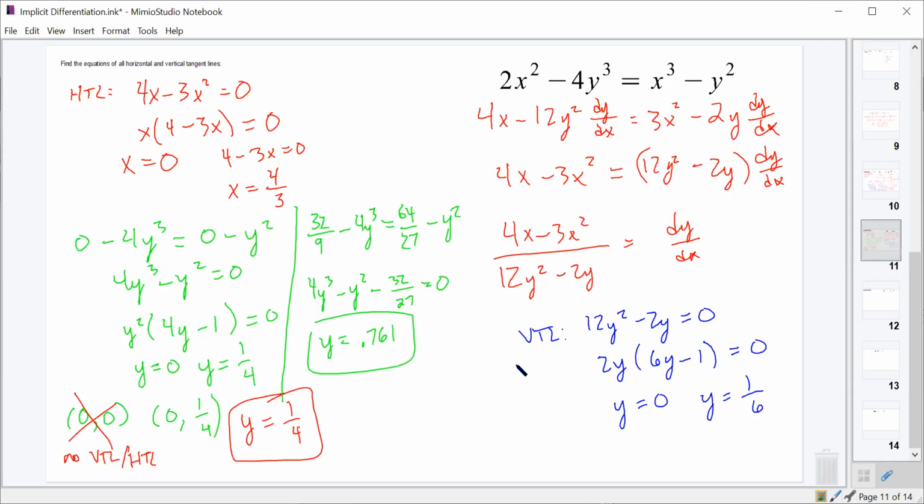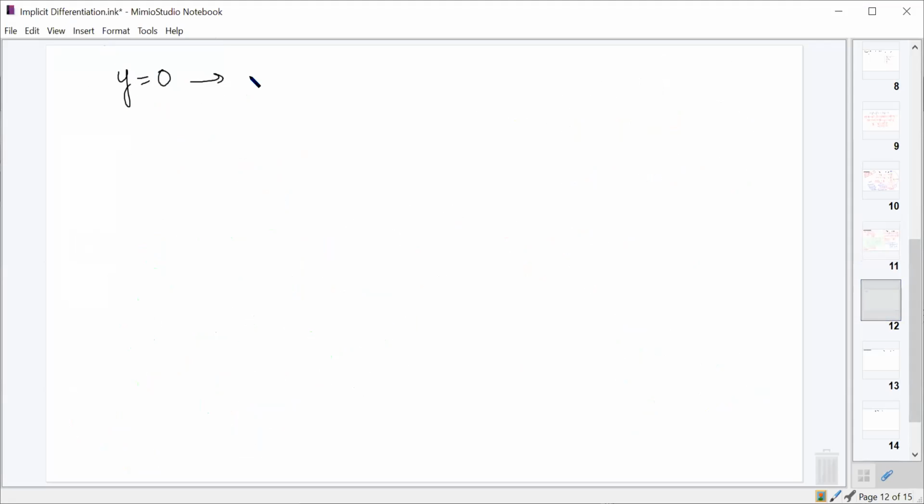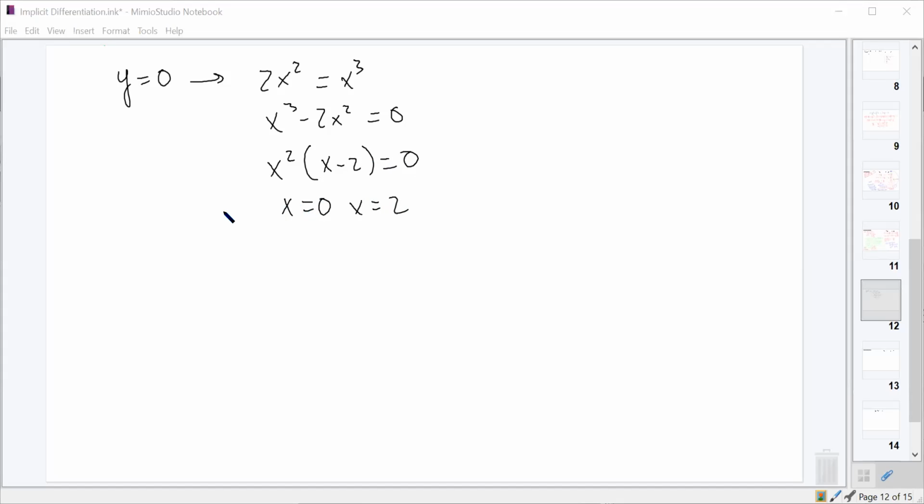And we're probably going to need a new page for that. So if we plug in y equals 0, what is that going to give us? Y equals 0 is going to give us 2x squared equals x cubed, or x cubed minus 2x squared equals 0. Or if we take out the x squared times x minus 2 equals 0, and we get x equals 0 and x equals 2. And once again, this x equals 0, y equals 0 isn't going to work. But x equals 2 should, right?